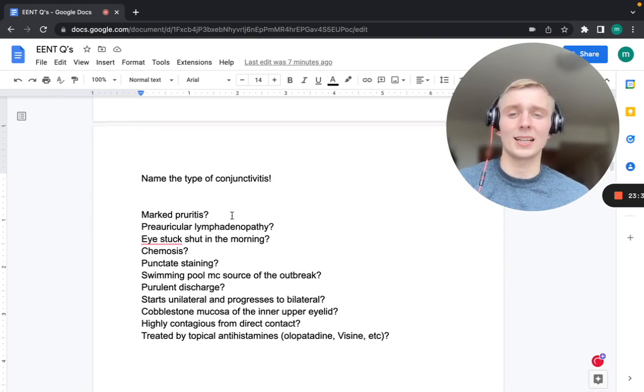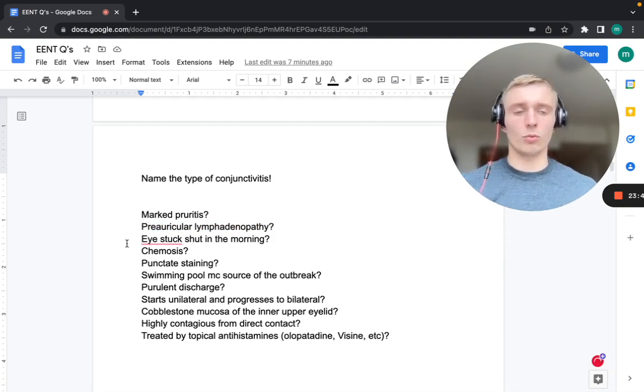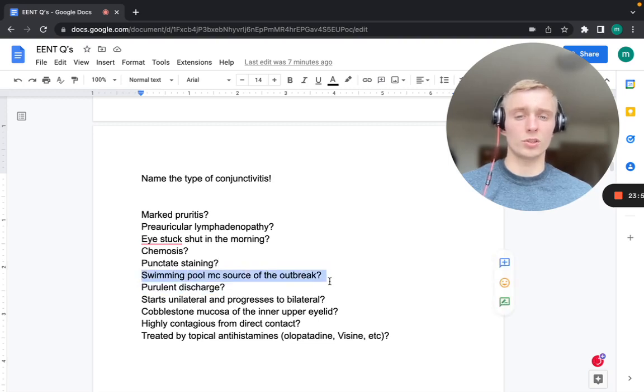Which one is classically having marked pruritus? Very itchy eyes. Which one has classically preauricular lymphadenopathy? In which one are the eyes classically stuck shut in the morning? Which one has chemosis? Which one has punctate staining? Which one is swimming pools, the most common source of an outbreak? I just had a question on that.